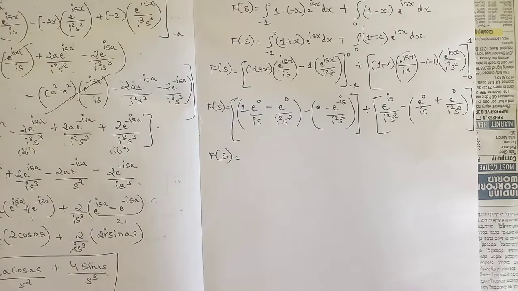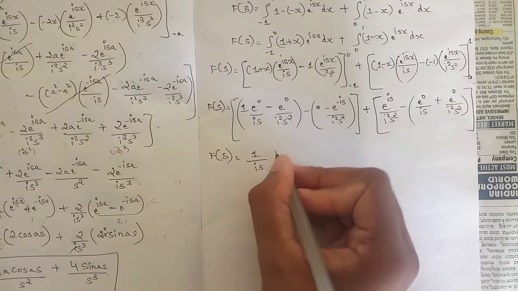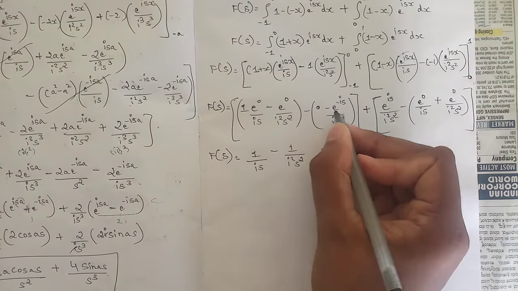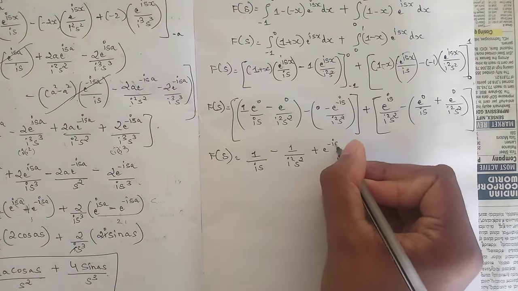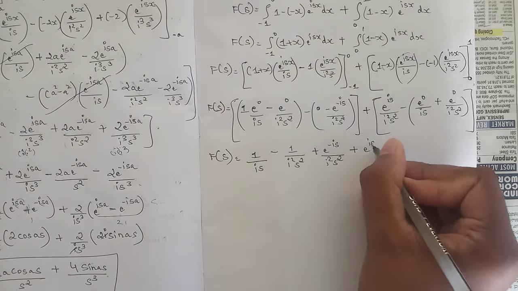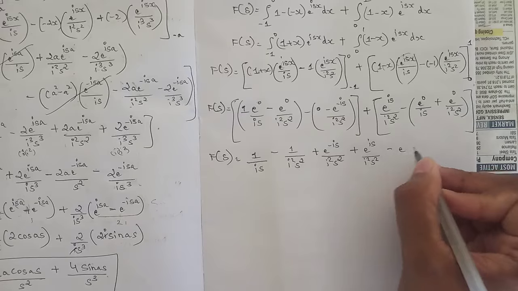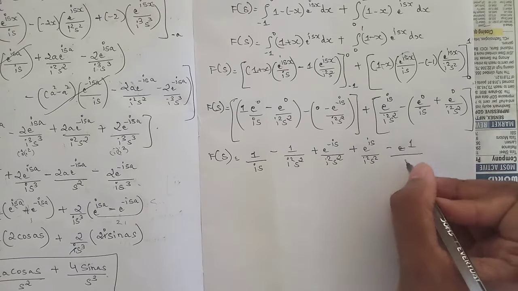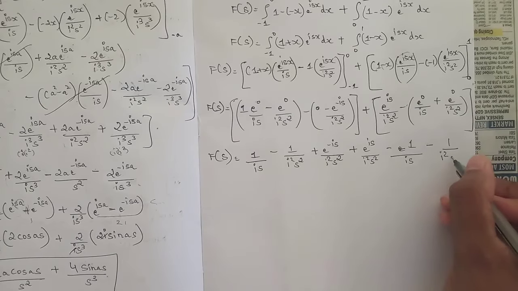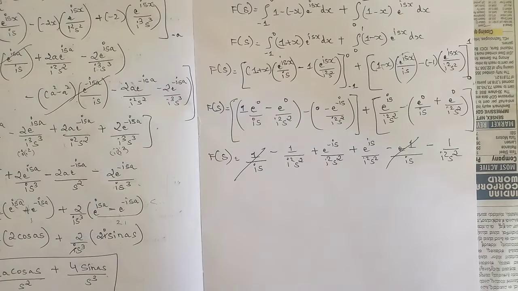So we know that e power 0 is equal to 1, so I'm going to write it as 1 by is, minus 1 by I square s square, minus into minus is plus, so e power minus is divided by I square s square, plus e power is divided by I square s square, and again there is a minus sign, so this becomes minus e power 0 is again 1 divided by is, minus into plus is minus, e power 0 is 1 by I square s square. Okay, so here we can cancel 1 by is and minus 1 by is.